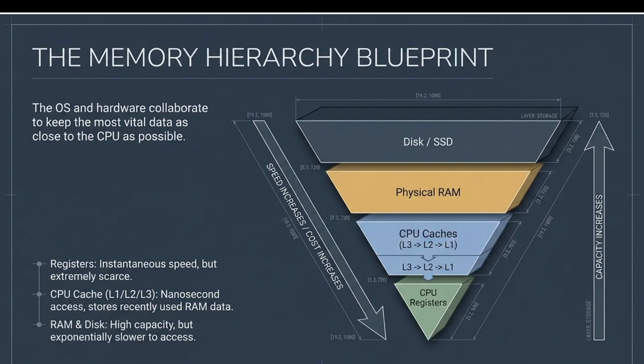That's how it works. Registers are instantaneous but extremely scarce. CPU cache has nanosecond access and stores recently used RAM data. The frequently used data will be stored within the cache. Registers mostly have CPU instructions, the system processes. RAM and disk have high capacity but are exponentially slower to access. If we consider the difference of speed between cache and RAM, it's exponential. It's the same way for RAM and disk. The fastest is the register and the slowest is the disk.